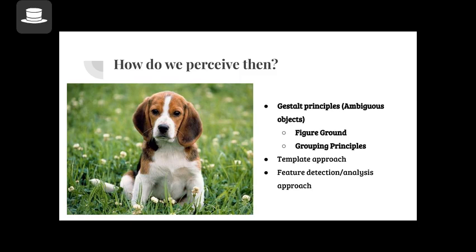Now, how do we perceive? What is the process of this perception then? How do we interpret something as something? Well, there are several theories. We can talk about a few of them here. First one is Gestalt principles. The second one is template approach. And the third one is feature detection or feature analysis approach. These are the most classic theories of perception.